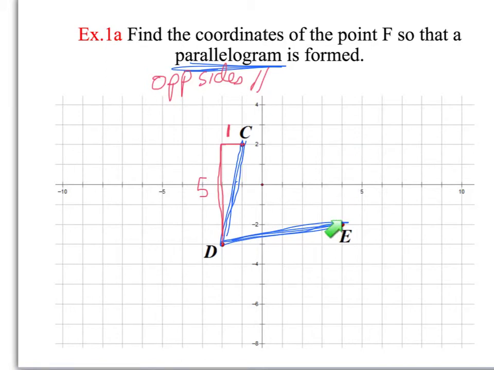So allow me to go 5 up, 1 to the right from point E to make sure my opposite sides are parallel. Well, if I do that, up 5, I've got 1, 2, 3, 4, 5, 1 to the right. That would put me at the point (5, 3). That's where I think I could put F, so that I have formed a delightful parallelogram. This looks like a 3-year-old drawing. Alright, so I could form a parallelogram.